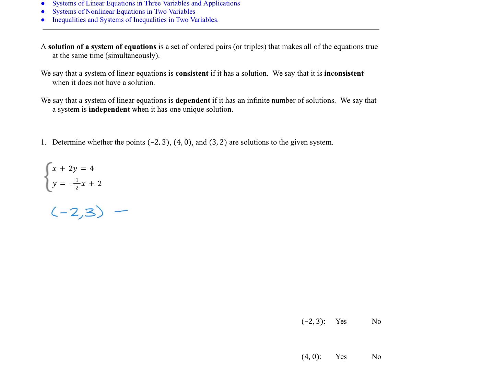If we substitute it into the first equation, we're going to have negative 2 plus 2 times positive 3. And that does make 4, which checks in the first. For the second equation, that is y, which is 3. Is that equal to negative 1/2 times the x, which is negative 2, plus 2? Well, negative 1/2 times negative 2 is going to be positive 1. And then plus 2 makes 3. So we get 3 equals 3. So that first ordered pair does check out. And so let's circle it with a yes.